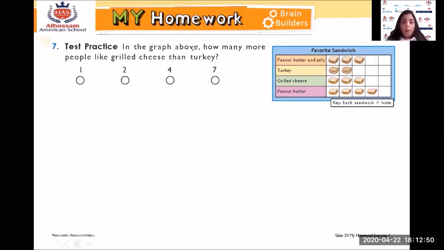In the graph above, how many more people like grilled cheese than turkey? Grilled cheese than turkey. How many people more? How many more people like grilled cheese, which is 3, than turkey? Minus 2. Here is the turkey. Equals 1. So the answer will be 1.